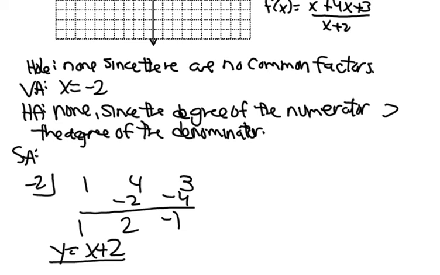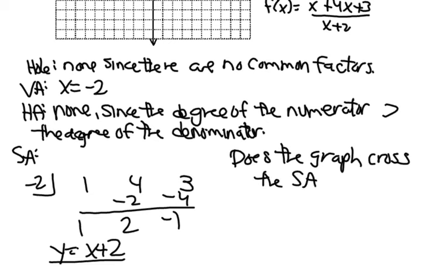Now, similarly to what we did with the horizontal asymptote, we want to know, does the graph cross the slant asymptote? Well, you know y is equal to f of x, and you know the slant asymptote is y equal to x plus 2. So I'm going to replace the f of x in the original function with x plus 2.